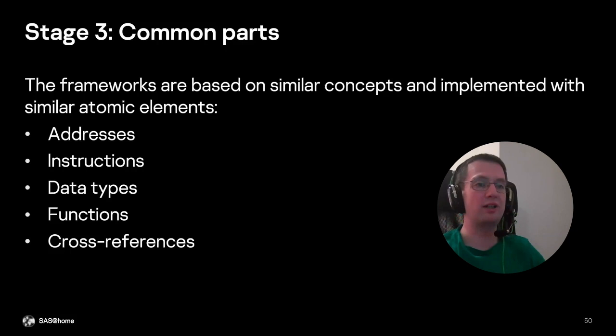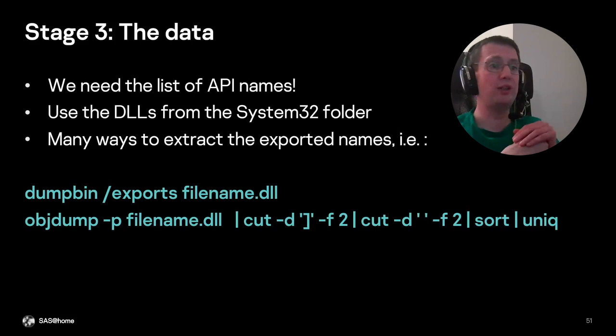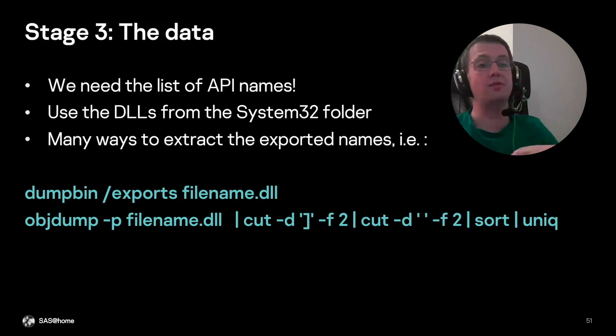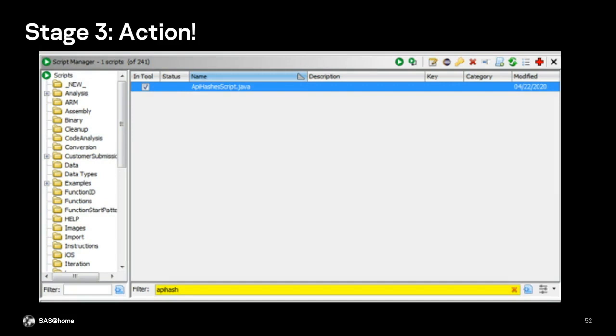The last step that we need is just to prepare some data. We need the API names. We can just grab the names from the export directory. For example, in Windows, you can use dumpbin from Visual Studio, or you can just take objdump from any kind of Unix distribution, save the output to a file, feed it to your script, and it will work.